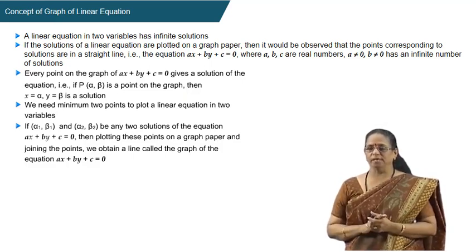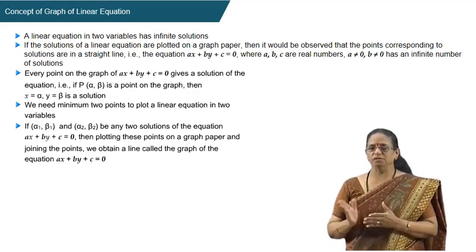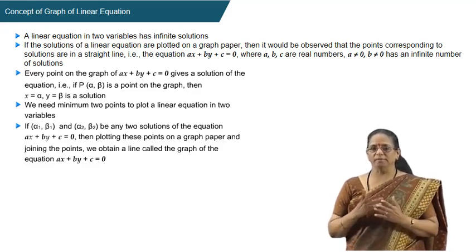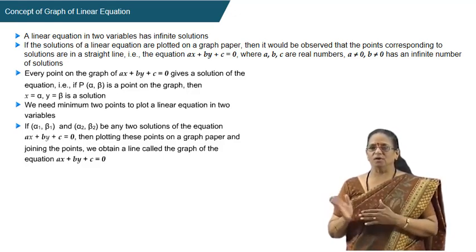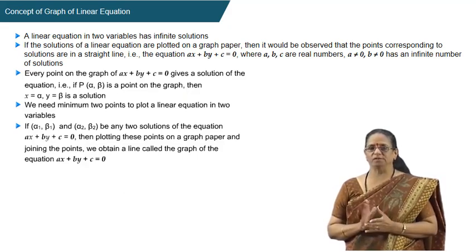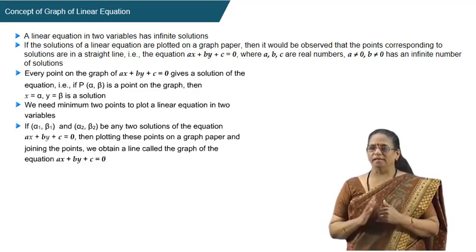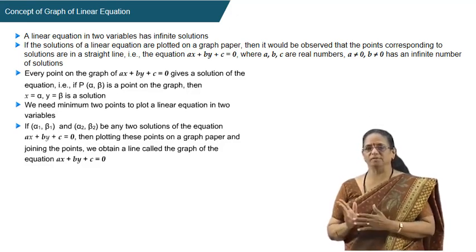Suppose we take a point P(alpha, beta) which is on the graph of this linear equation. That means x is equal to alpha and y equal to beta is the solution of ax plus by plus c equal to 0. And we all know that we need minimum 2 points to plot a linear equation in two variables. So if we take any 2 points (alpha 1, beta 1) and (alpha 2, beta 2), which lie on the equation ax plus by plus c equal to 0, and we plot these 2 points on graph paper and then join them, what we get is nothing but the graph of equation ax plus by plus c equal to 0.